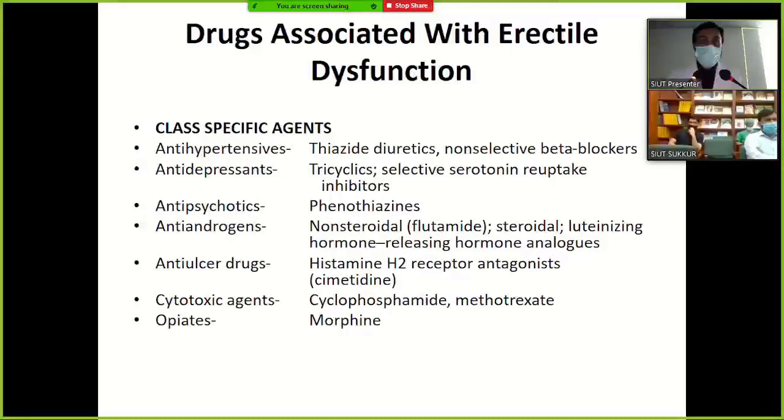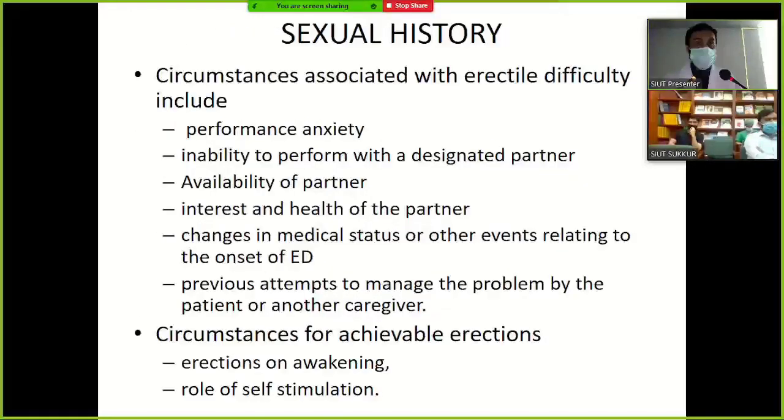The drugs associated with erectile dysfunction include antihypertensives such as beta blockers and thiazide diuretics, antidepressants such as SSRIs and tricyclics, antipsychotics, phenothiazines, antiandrogens, LHRH analogs, and anti-ulcer drugs such as H2 blockers, cytotoxic agents, cyclophosphamide, methotrexate, and opiates, morphine.